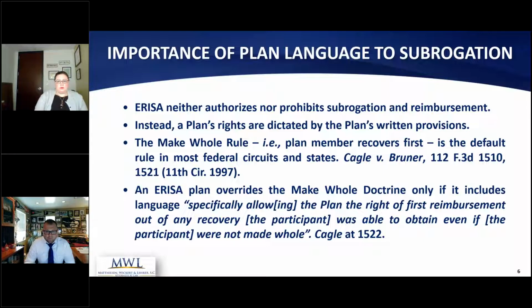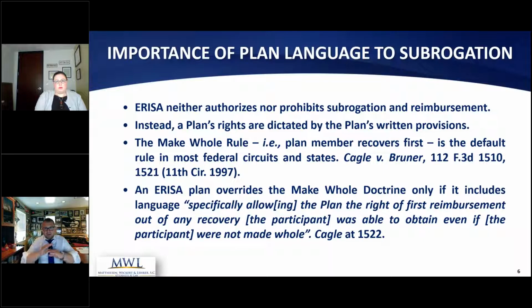the made whole doctrine. So in other words, instead of the plan getting first priority reimbursement, the participant gets first priority recovery, and you can only recover after that point. But again, that's going to be a really important concept. So you've got to focus in and know what the language is in your plan. First thing you do, whether it's a made whole issue or a death claim, you want to get in there and find out what rights you do have, because plan terms can be very, very different across groups.